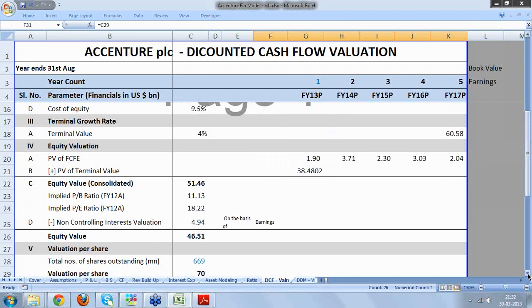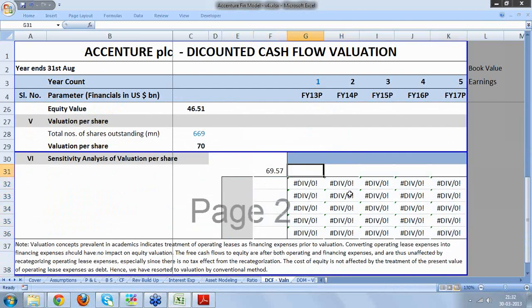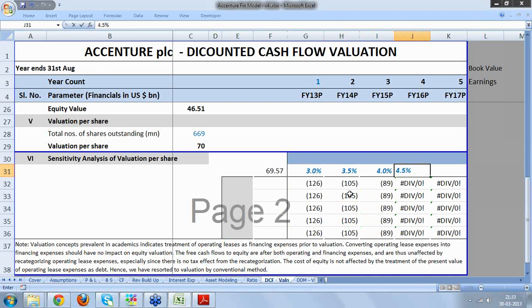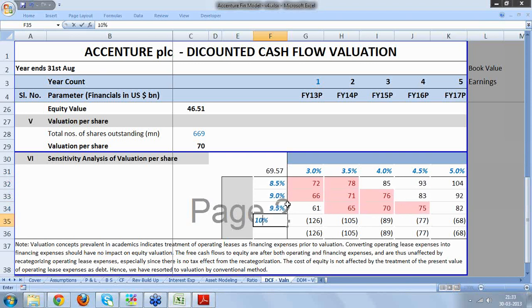If you go down, you will see that hell would have broken loose. Don't even worry about that. You start punching in your values here. So 3%, 3.5%. So you will see that it's taking shape now. 5%, 8.5%, 9%, 9.5%, 10%, 10.5%.